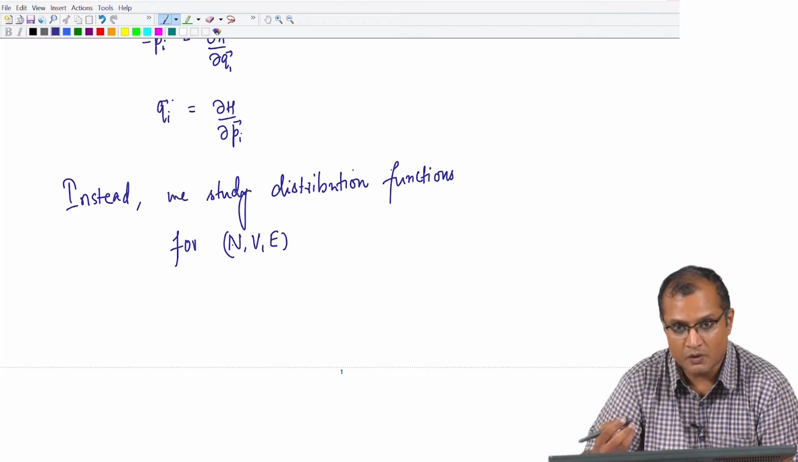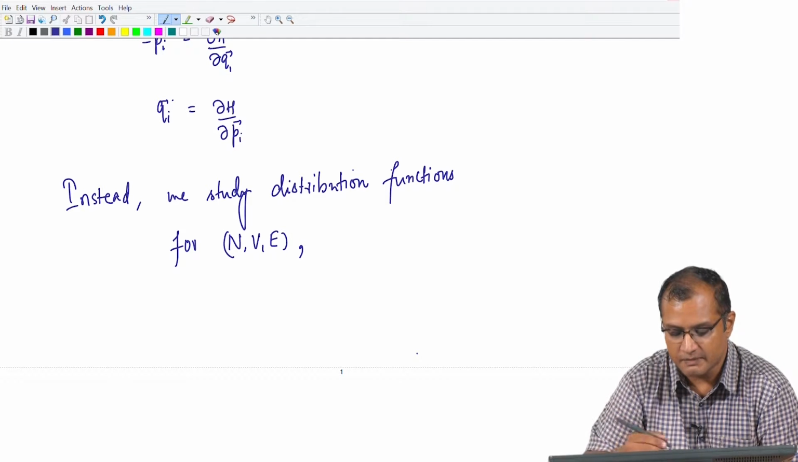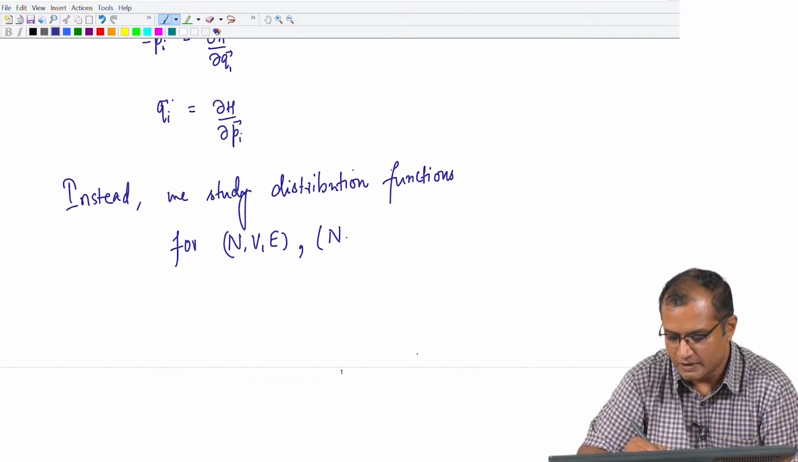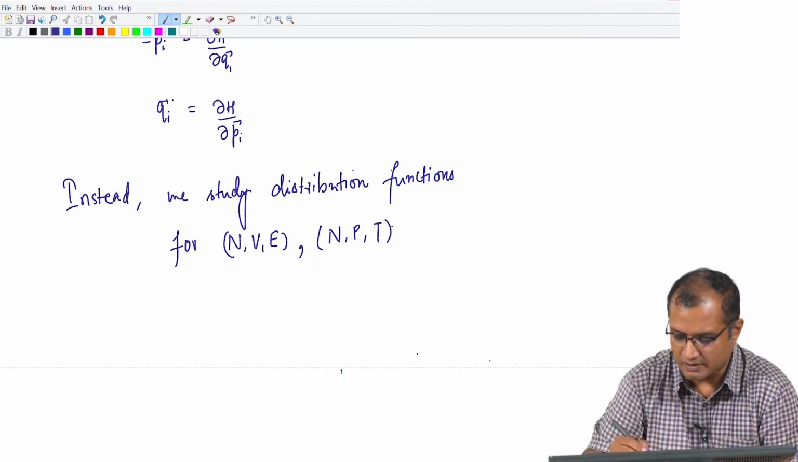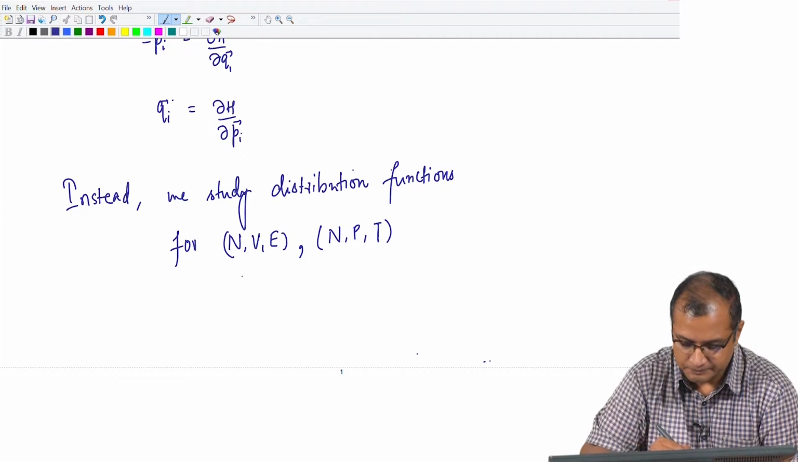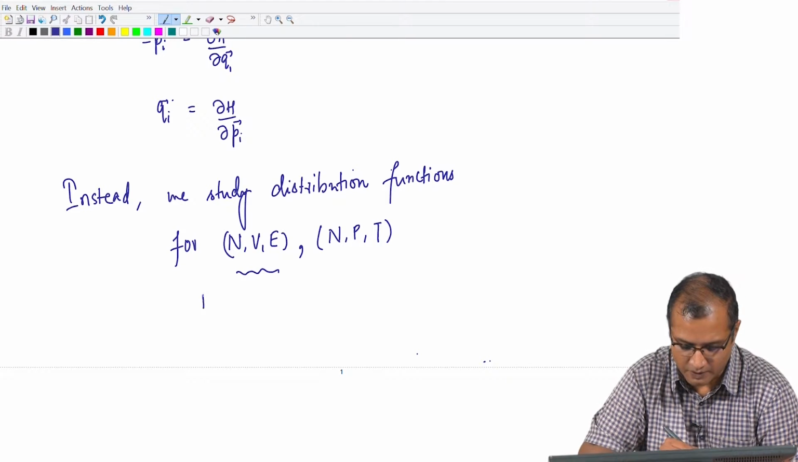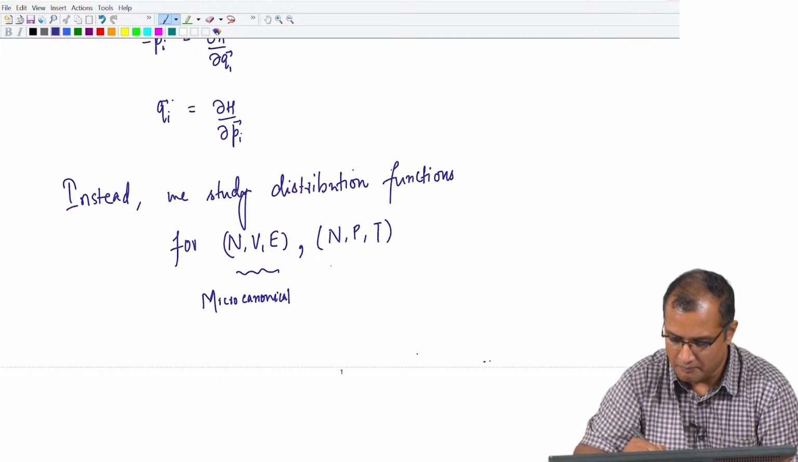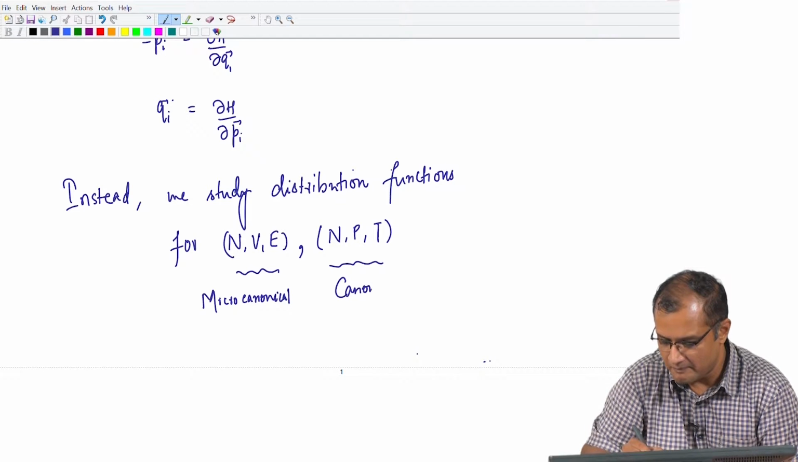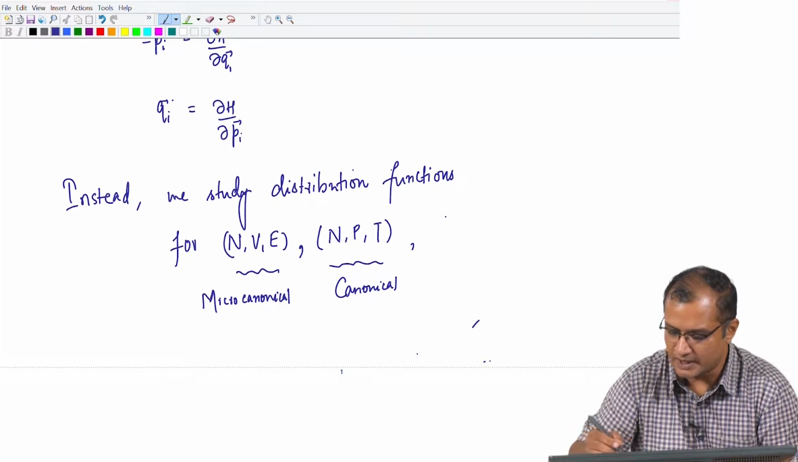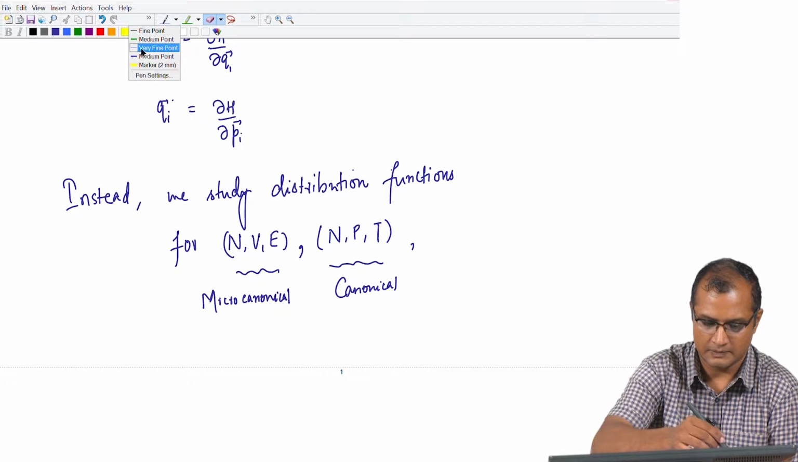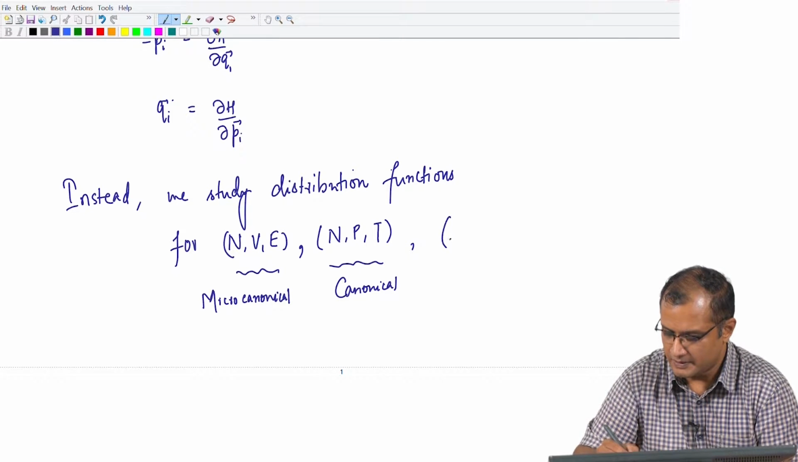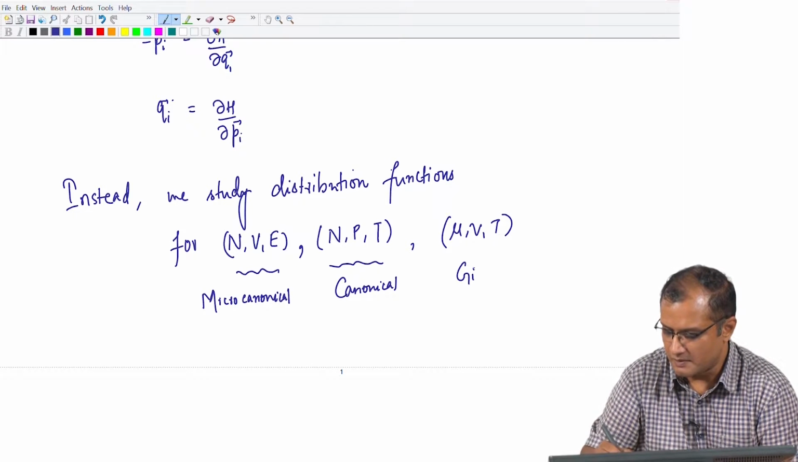This system is called a microcanonical ensemble. I will describe these ensembles in detail. When you specify the number of particles, pressure and temperature, we call it the canonical ensemble. So, I will call this a microcanonical ensemble, this is a canonical ensemble, or you could take the Gibbs canonical ensemble.